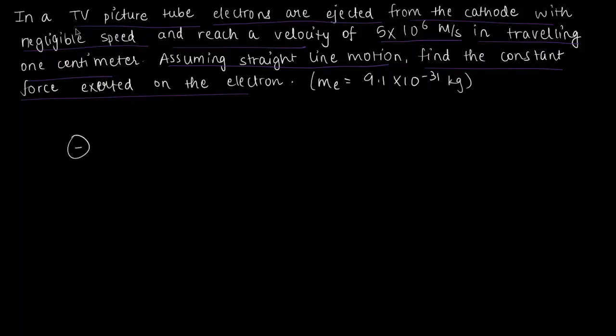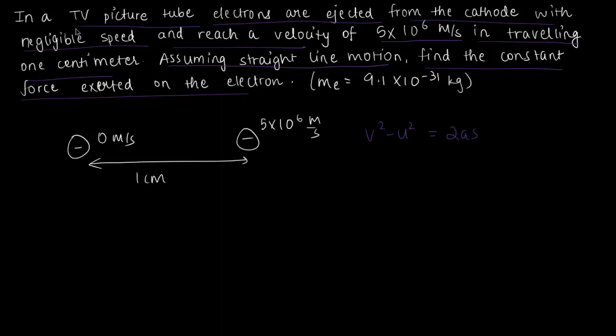go from 0 meters per second, and within 1 centimeter, it reaches a velocity of 5 into 10 to the power 6 meters per second. What's the acceleration involved here? Well, we can use the formula v squared minus u squared equals 2as. V is the final velocity. In this case, that's equal to (5 into 10 to the power 6) squared. U, since it's negligible speed, you can just take it to be 0.